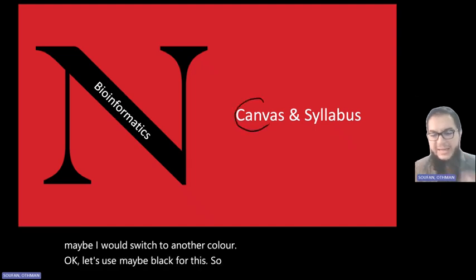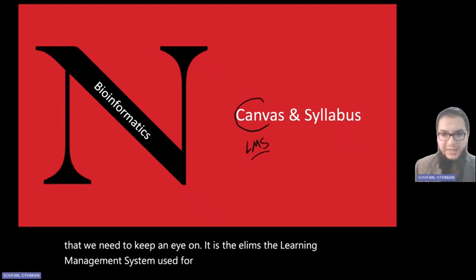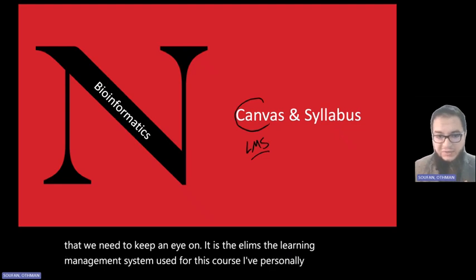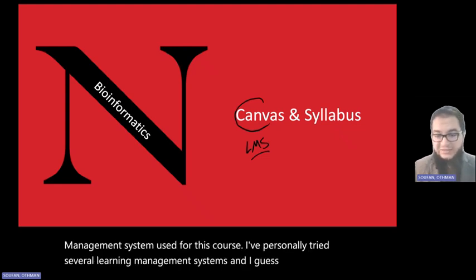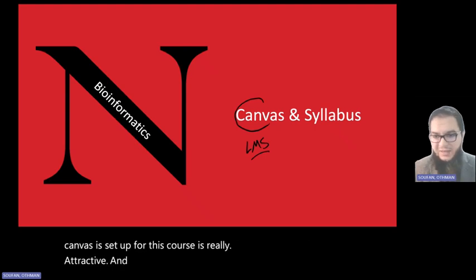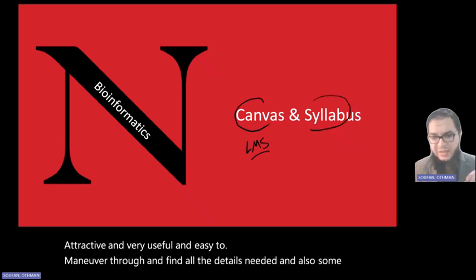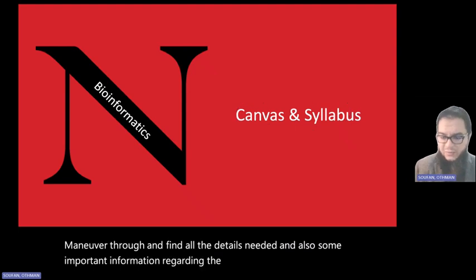So Canvas. Canvas is something that we need to keep an eye on. It is the LMS, the learning management system used for this course. I've personally tried several learning management systems, and I guess the way this Canvas is set up for this course is really attractive and very useful and easy to maneuver through and find all the details needed. And also some important information regarding the syllabus for the course.